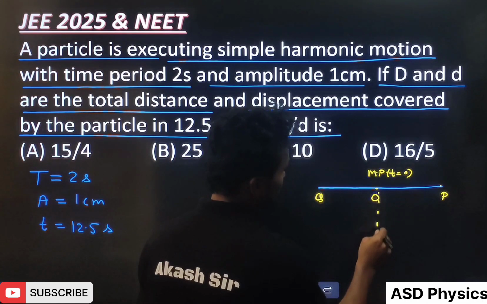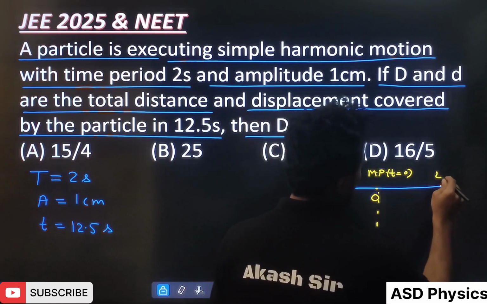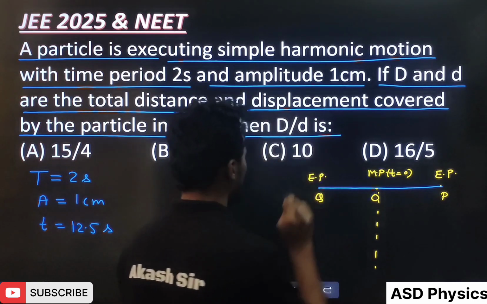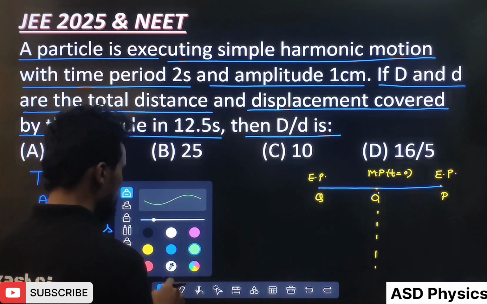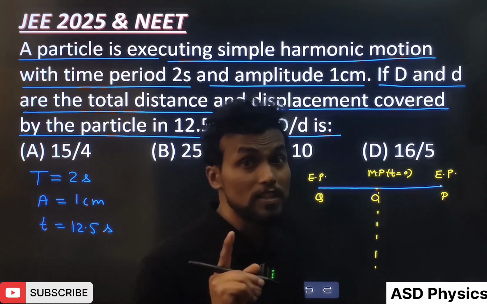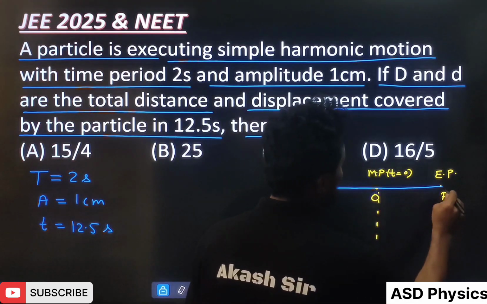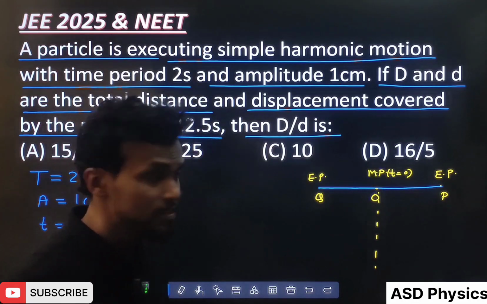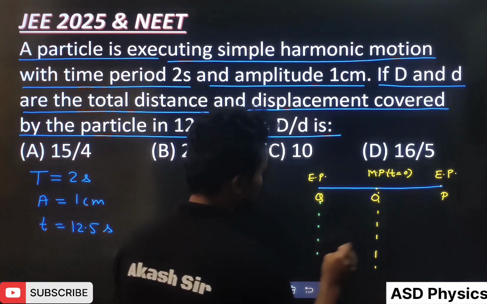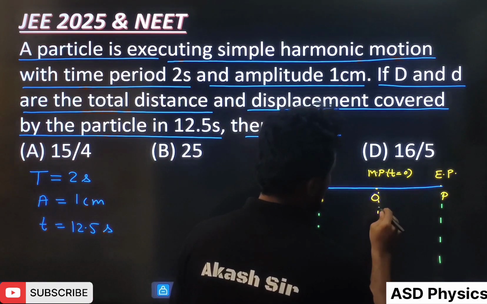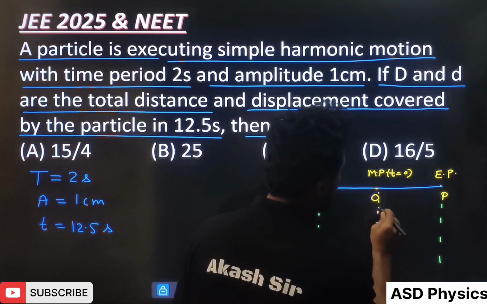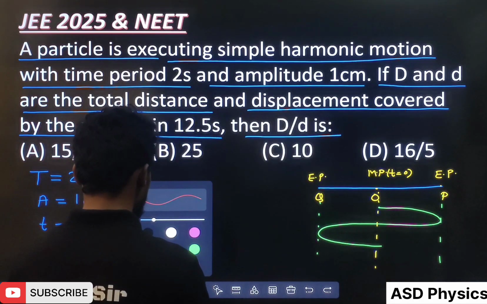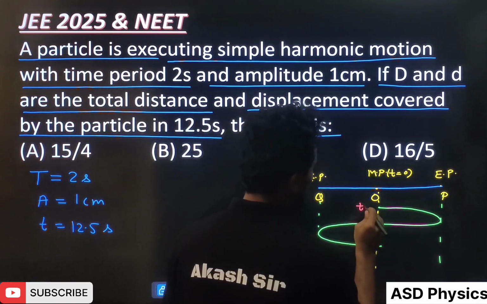In this situation, this is the mean position, and this is the extreme position, and this is also an extreme position. When the particle completes one oscillation, that means where to where? O to P, P to O, O to Q, Q to O. Then this is called one oscillation. So see, if I draw like this, it will happen like this only, but here I am drawing like this.